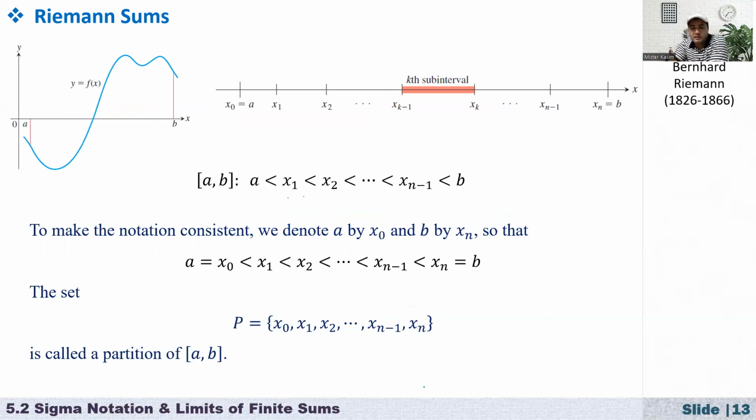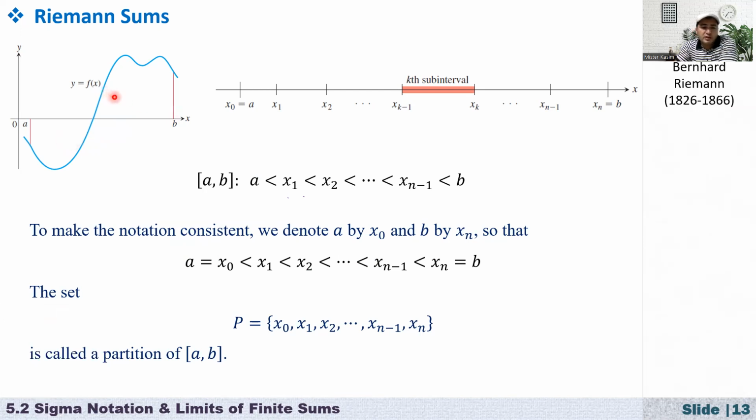He is one of the great mathematicians from Germany, who lived between 1826 and 1866. He is the one who introduced this method. Now suppose that we are given some continuous function over the interval [a, b], y is equal to f of x.